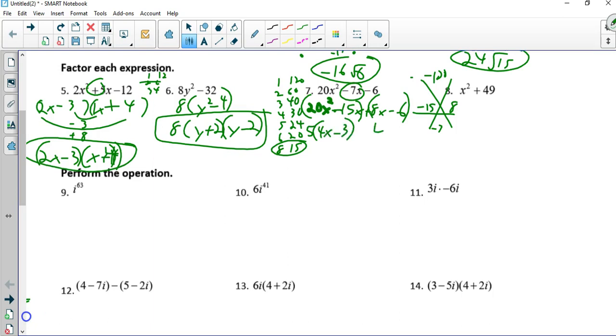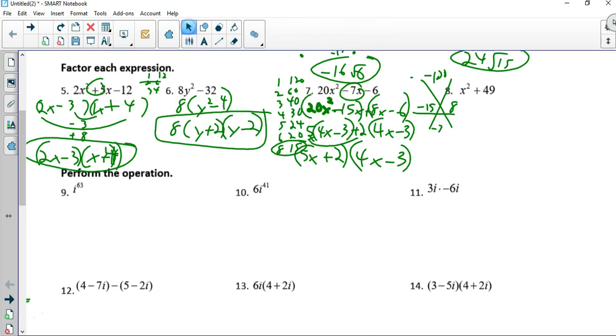Now, the nice thing is with this method, I know this has to be 4x minus 3. I can put it right away. Now I can ask, 8 divided by what is 4? Positive 2. Oh, I forgot my x out here. That should be 5x. So 5x plus 2 times 4x minus 3. And that's my answer. 5x plus 2 times 4x minus 3.